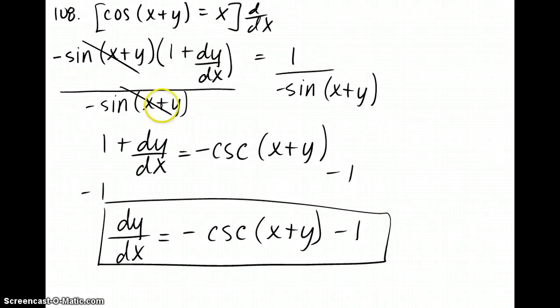If you didn't see to divide by the negative sine term first, you would then have to distribute it to both terms, add a term to the right-hand side, and divide anyway. So look to simplify using any type of algebraic technique that you have.